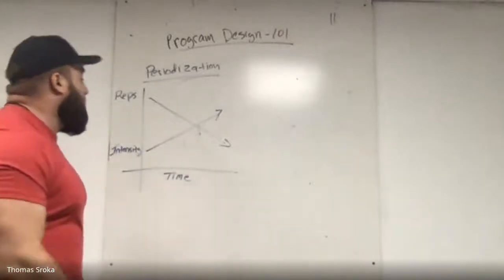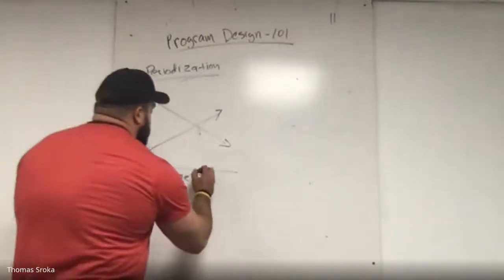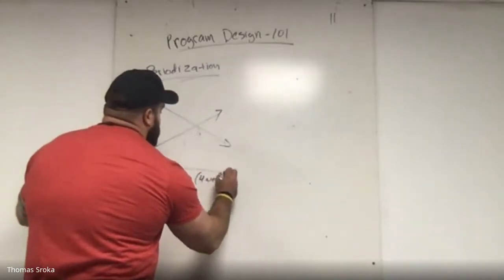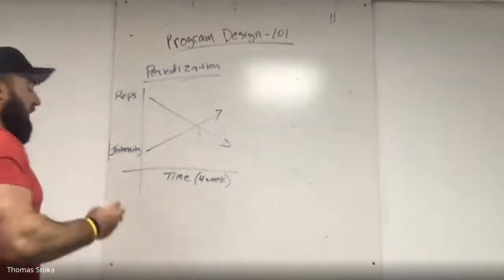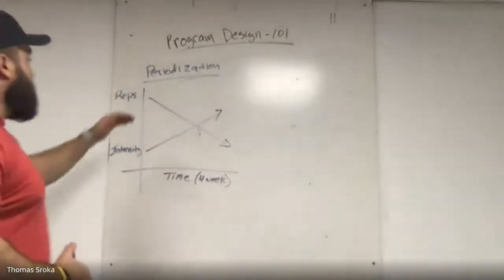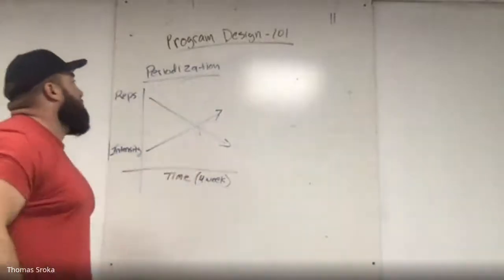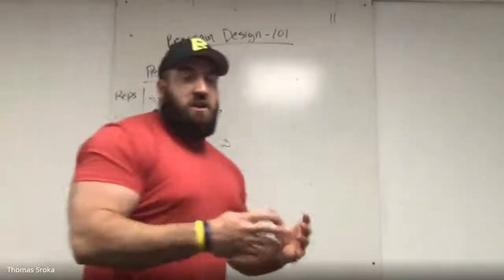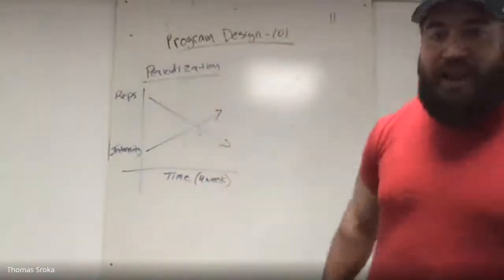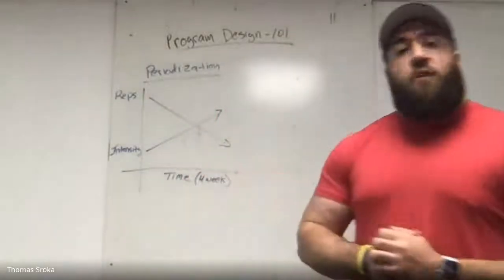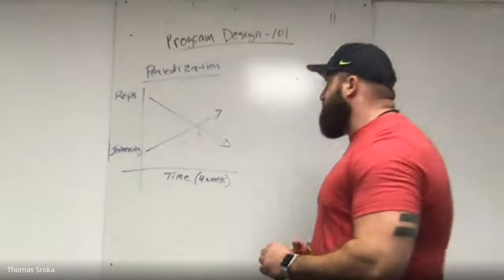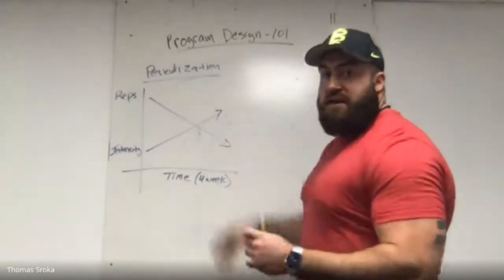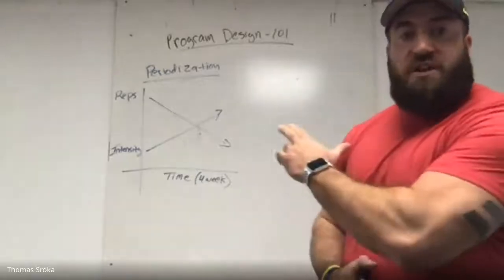We can break this down even further into just a simple 4-week block, because that's the example I'm about to give you guys, okay? Reps are starting to go down. Time is starting to go up. It depends on how long you extrapolate this out. For our sake today, in the example that I give you guys, this is just going to be for a 4-week block. This is periodization in a nutshell, as simple as I can make it. Does anybody have any questions about that?